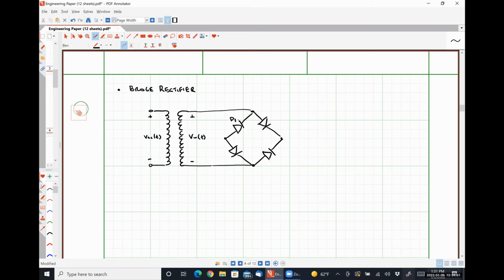So let's call this guy D1, D2, D3, D4. Over here, let's put our resistor R. Jump that guy over. And again, I'm going to give myself enough room to put a capacitor in a minute. This is our output voltage, V out of t. Okay.